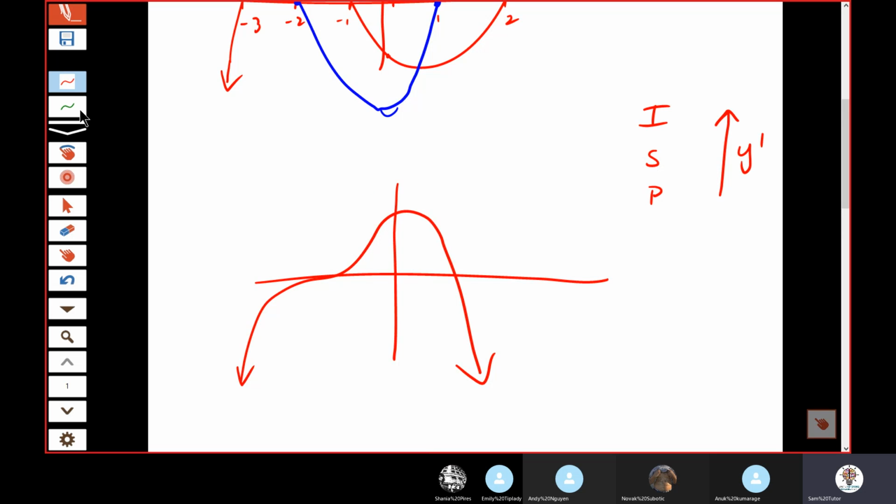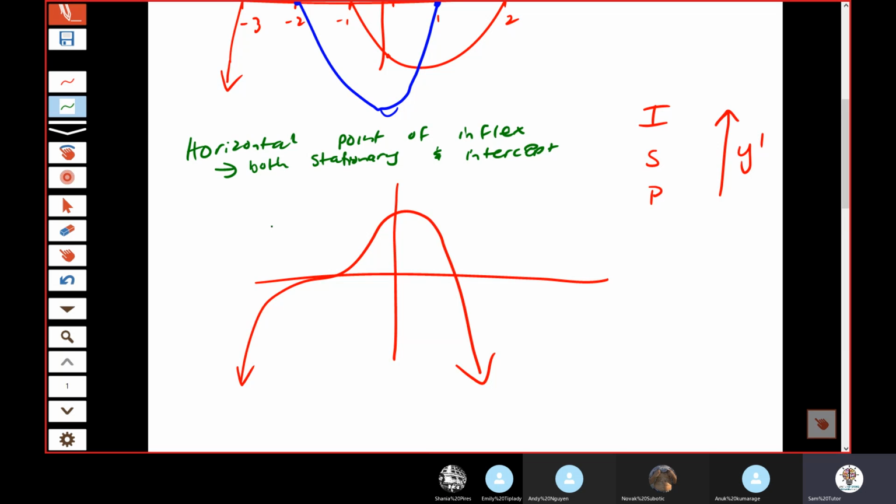Make a note. With a horizontal point of inflection, horizontal point of inflection becomes both stationary and intercept. Why? Because for it to be a horizontal point of inflection, wasn't it that y dash was equal to 0 and y double dash was equal to 0? Wasn't that kind of what happened?